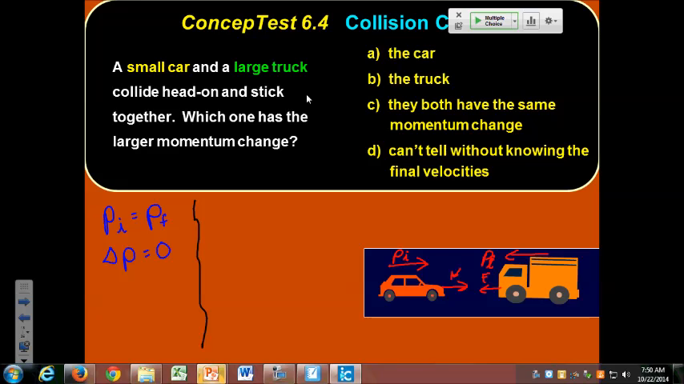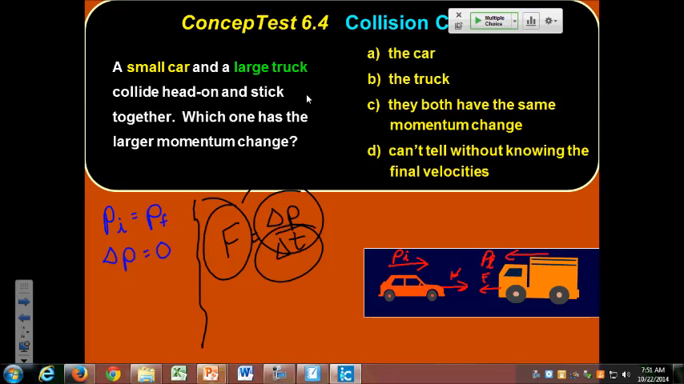How does the time compare for the car and the truck in the collision? They're going to have the same amount of time, right? So the force is going to be the same, the amount of time is going to be the same, and since I know that the force is related to the change in momentum in this way, if the forces acting on the vehicles are the same, the time is the same, then that also means that the change in momentum is the same.